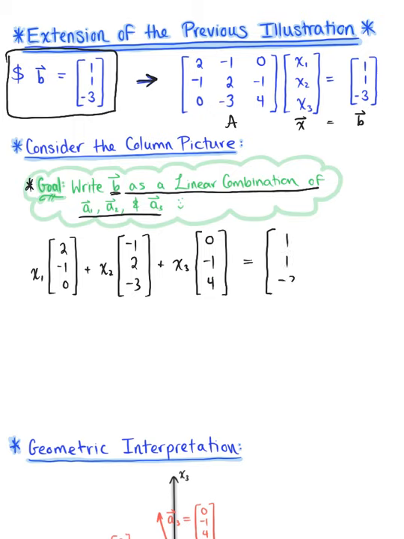1, 1, negative 3. So our job is to determine the values of x sub 1, x sub 2, and x sub 3. We need that correct linear combination of these 3 column vectors of our matrix that are going to produce the new constant vector B. So, can you see it? Can you see that correct linear combination?